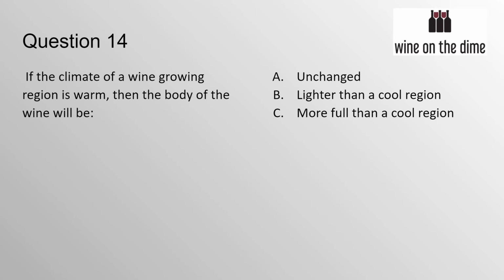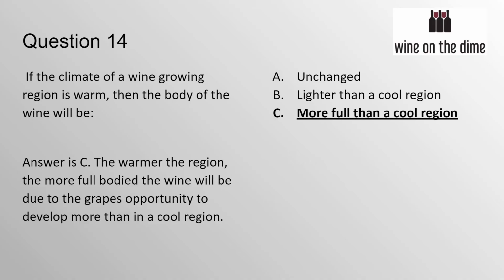Question 14. If the climate of a wine-growing region is warm, then the body of the wine will be A, unchanged, B, lighter than a cool region, C, more full than a cool region. The answer is C. The warmer the region, the more full the body of wine will be, due to the grape's opportunity to develop more than in a cool region.